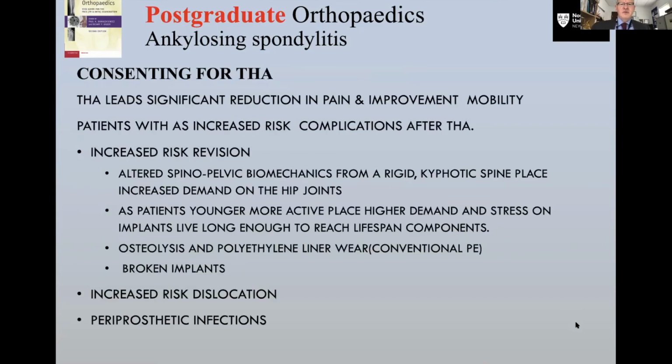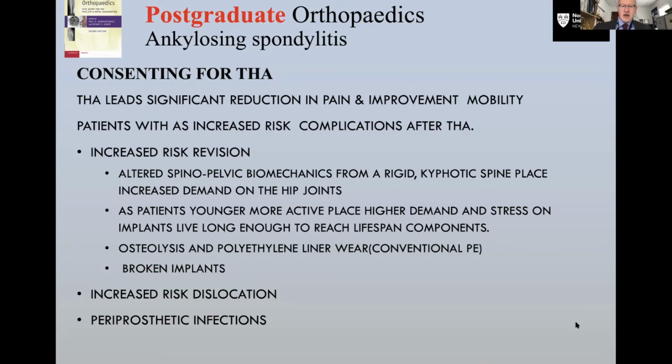So consenting for total hip arthroplasty, the surgery itself, if it's done well and successful, will lead to significant reduction in pain and improvement in mobility. Patients with ankylosing spondylitis are at an increased risk of complications, and they have an increased revision rate. And this relates to an altered spinal pelvic biomechanics from a rigid kyphotic spine, which places increased demands on the hip joint.